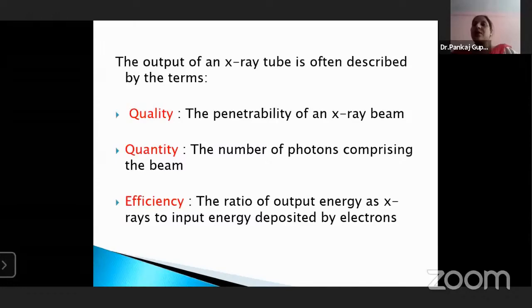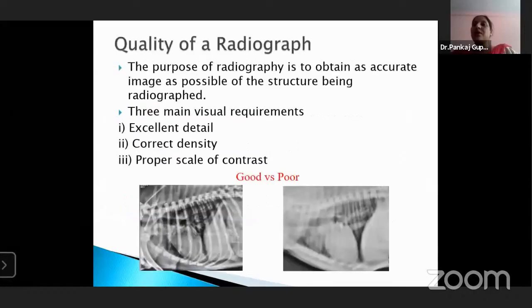Now next is the efficiency. It is the ratio of output energy as X-rays to the input energy deposited by the electrons. This is the mere ratio of input energy to output energy. Basically the X-ray tube converts electrical energy into X-rays, and 99% of the energy is wasted as heat and only 1% of the input energy is reproduced as X-rays. Now next is the quality of a radiograph.